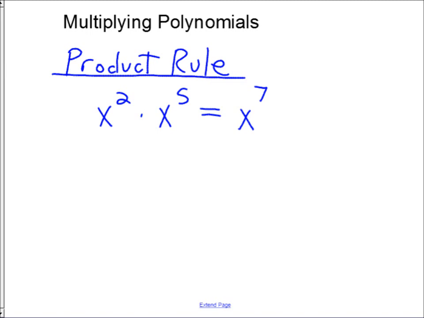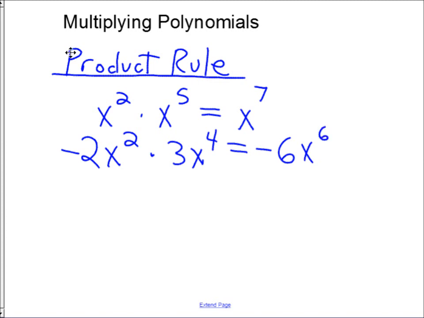And if we just put some coefficients in front of those monomials, let's say we have 2x squared times -3x to the 4th, well, we multiply the coefficients, so that would be -6. And because the x's have the same base, we add the exponents, that would be x to the 6th, because 2 plus 4 is 6. So that's a quick review of the product rule. Now, why did we review that? Because we are going to use the product rule repeatedly to multiply polynomials.